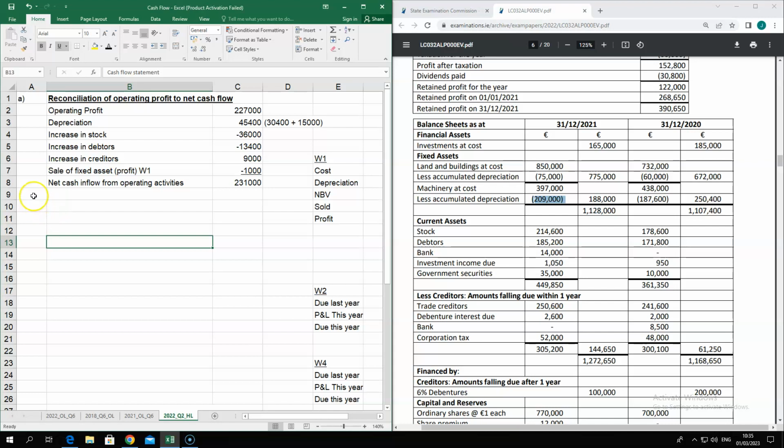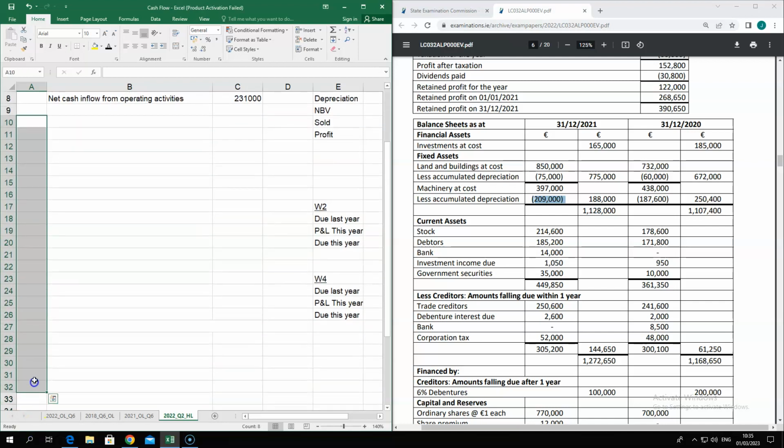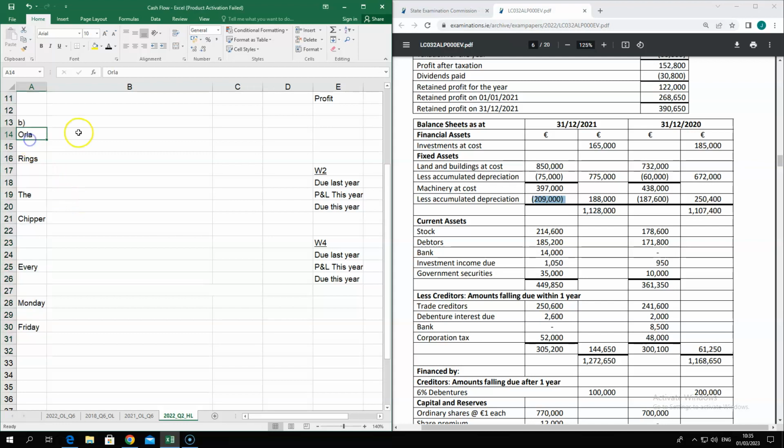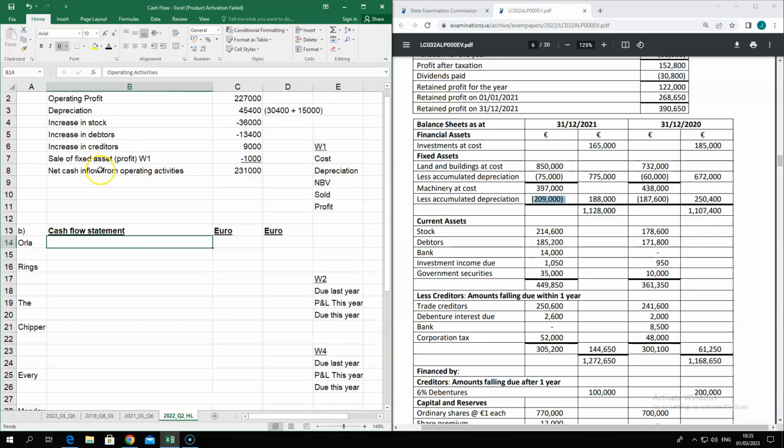Now for part B, the easiest way to remember your headings is a little whatever anagram you use, but my one here is Orla rings the chipper every Monday and Friday. Okay, so we have our net cash flow, 2 euro columns, and we start with the answer from part A. Okay, so we have operating activities, so Orla, so O operating activities, and we have our answer from part A.